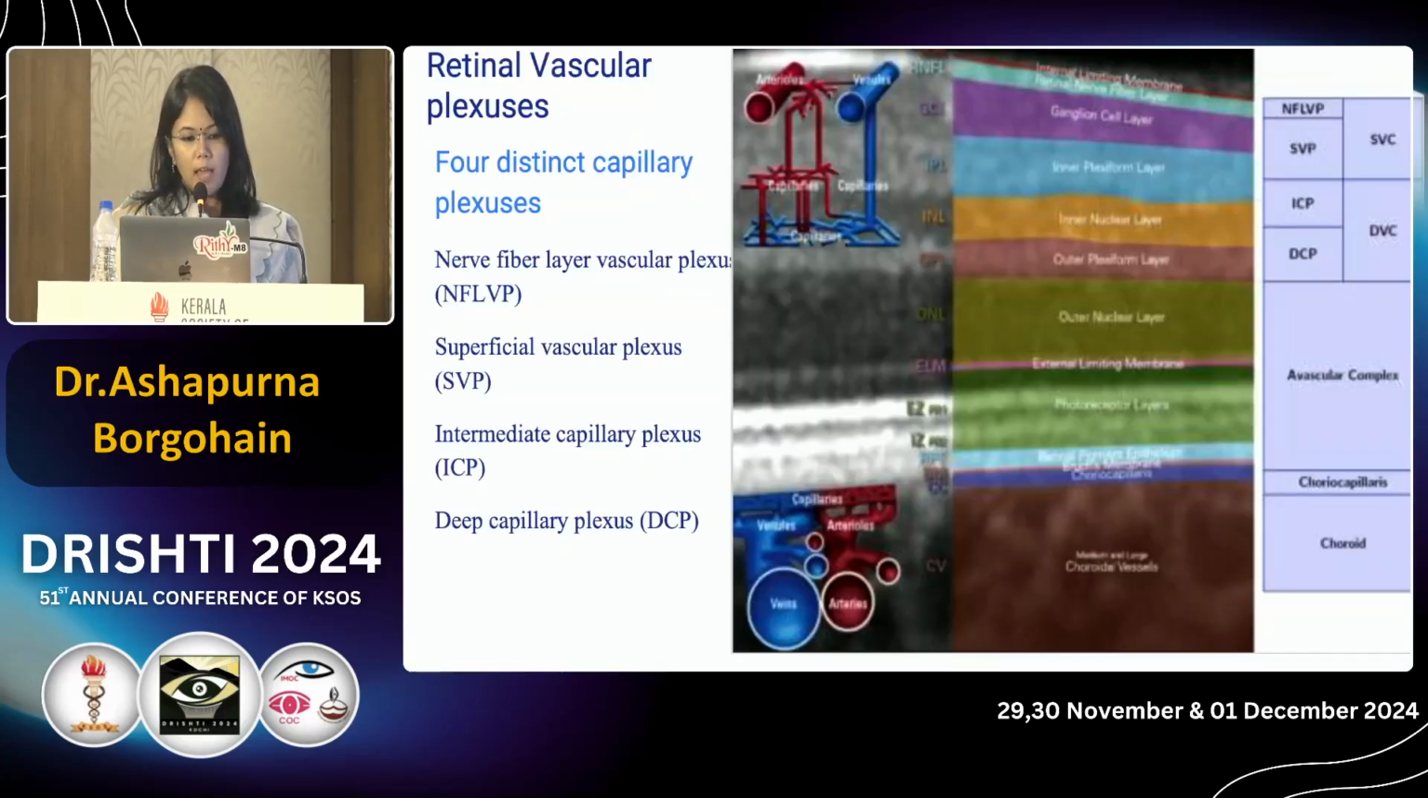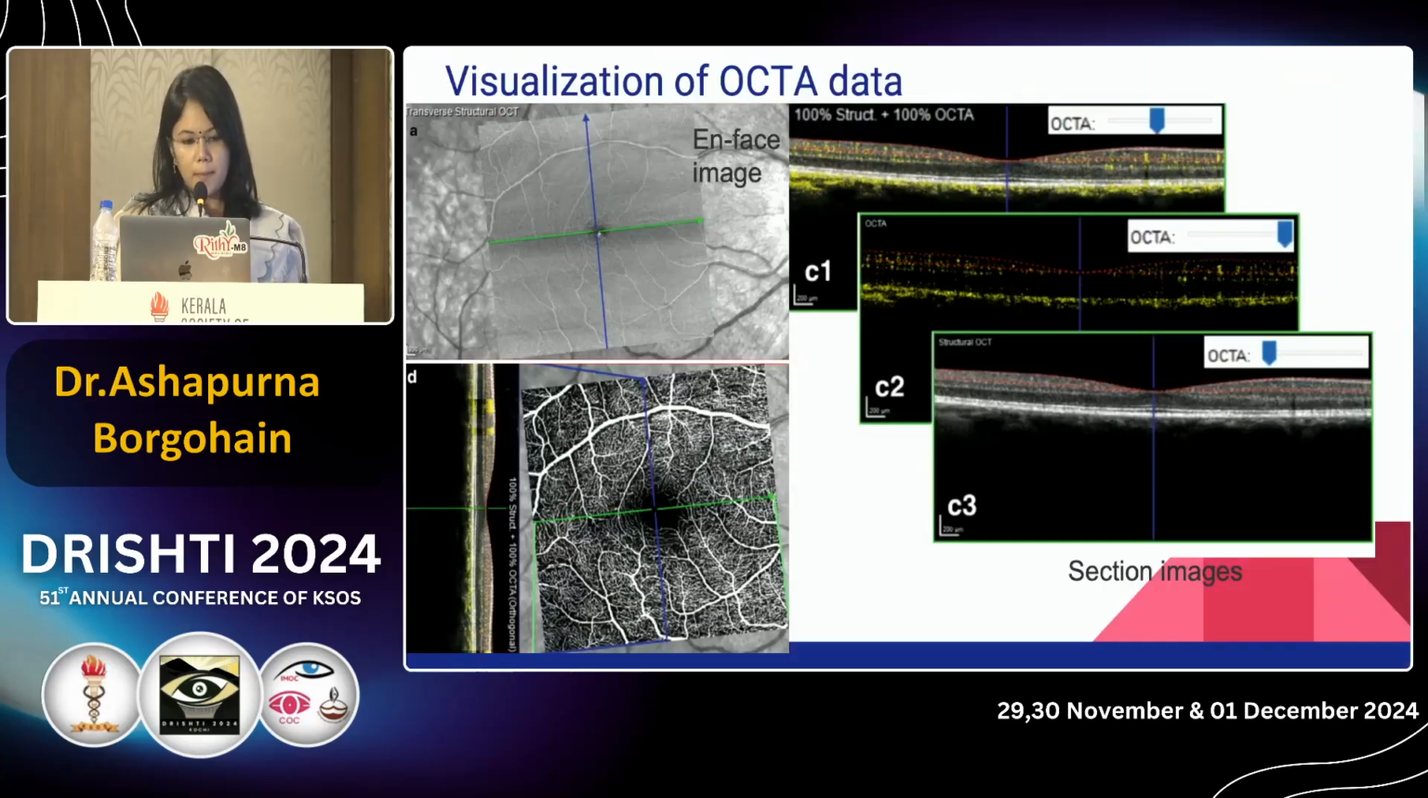The 4 distinct capillary plexuses which we can see in OCTA are the nerve fiber layer plexus and superficial vascular plexus, which is seen in the superficial vascular complex, and the intermediate and deep capillary plexus, which together form the deep vascular complex. When we get images from an OCTA, the raw data from OCTA, we can see it as an en-face image or section images. The en-face image can be of 2 types. It is the structural en-face image, and we get the OCTA image.